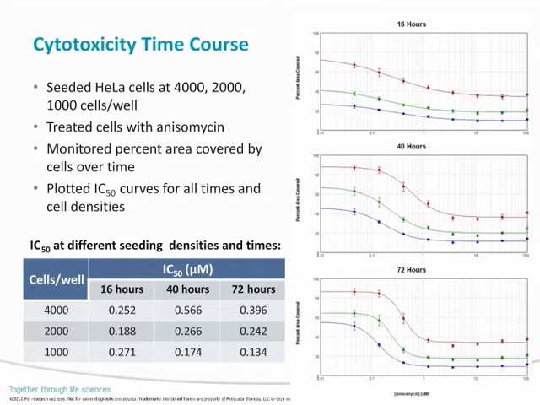The IC50 values calculated from these curves are shown in the table at the bottom left. You can see that there's not a huge change in IC50 for any of the cell densities over time. They pretty much stay similar for this particular compound. So it's an interesting and useful way to monitor cytotoxicity without having to lyse the cells or stain the cells or do anything else that may disrupt them, and we can monitor them as long as we want to.